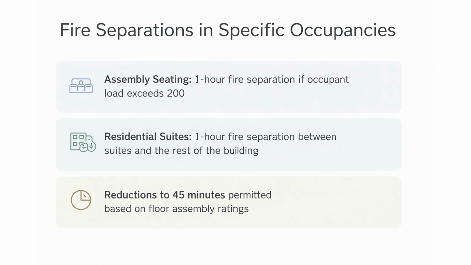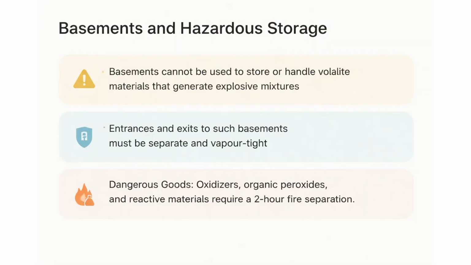Basements present a severe risk if explosive gases or dusts accumulate. Therefore, the code prohibits storing or handling volatile materials that generate explosive mixtures in basements. When dangerous goods like oxidizers or reactive materials are stored elsewhere in the building, they must be isolated by a robust 2-hour fire separation. The fundamental rule of egress is redundancy.